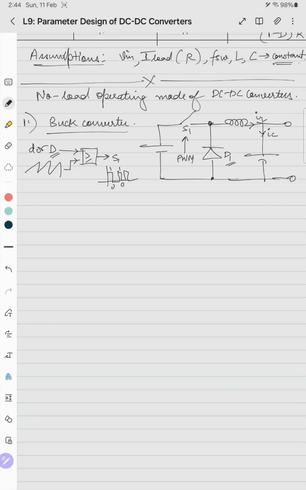So what happens when there is no load on the converter? What we saw here was the capacitor. As the load current is 0, IL equals IC, which means that this is IC, having some average value.